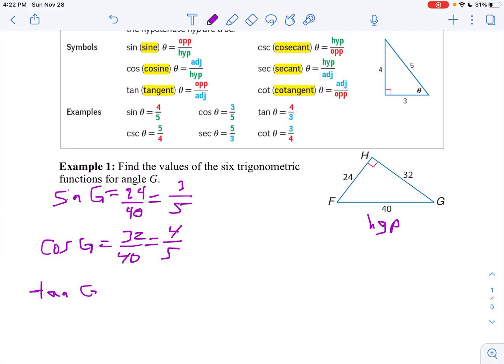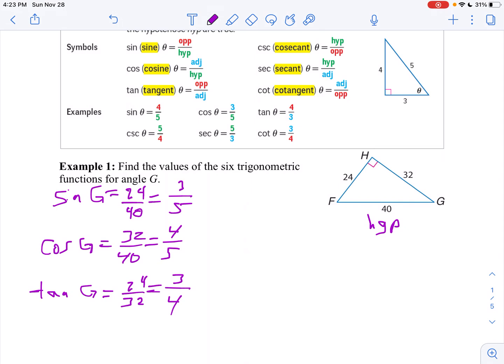And then if I do the tangent of angle G, the tangent of angle G is going to be the opposite over the adjacent. So it's going to be 24 over 32. And I'll divide by 8 again. 24 divided by 8 is 3. And 32 divided by 8 is 4.